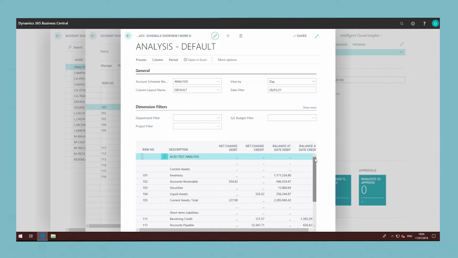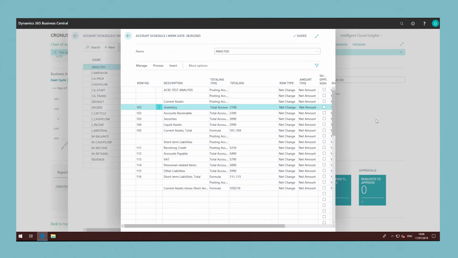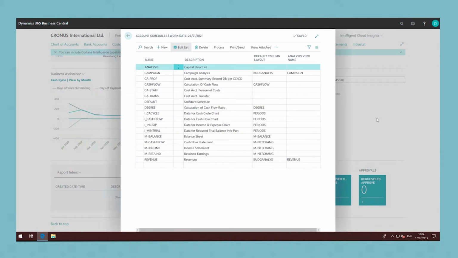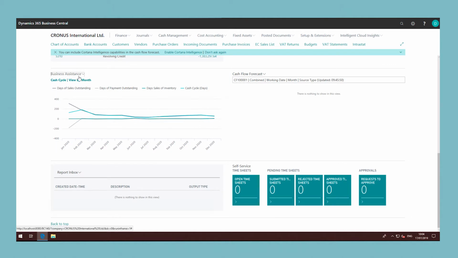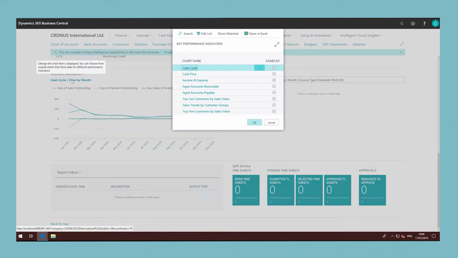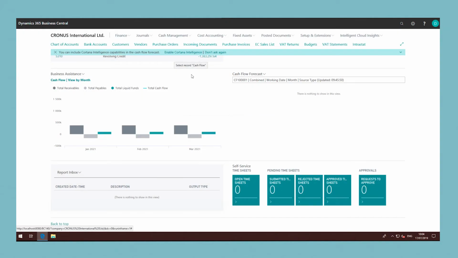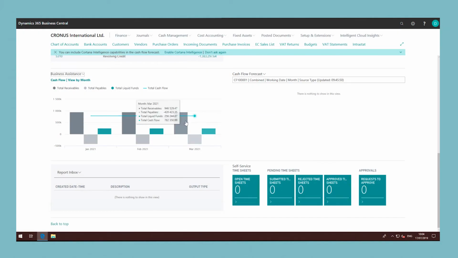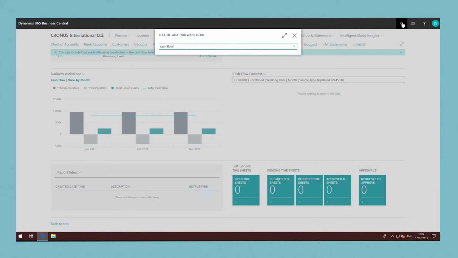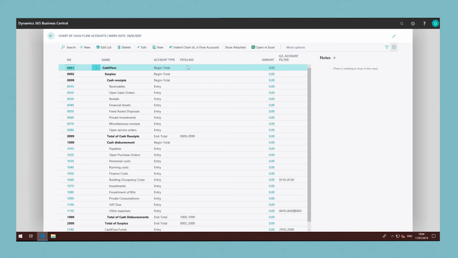The cash flow chart is based on a chart of cash flow accounts and one or more cash flow setups. These setups specify the accounts to use for general ledger, purchases, sales, services, and fixed assets. To help you get going, some accounts and cash flow setups are provided. You can add, change, or remove them. To set these up, search for cash flow accounts, choose the link, and then fill in the fields.